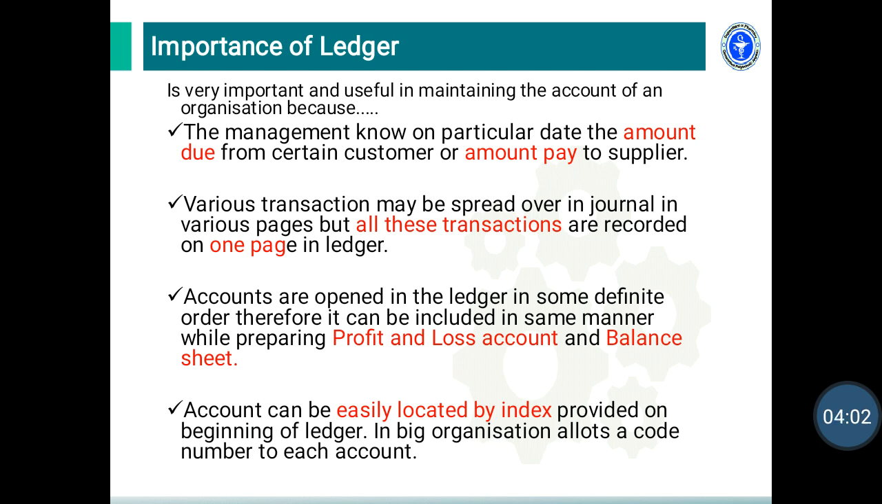The accounts are opened in the ledger in some definite order. Therefore, they can be included in the same manner while preparing the profit and loss account and balance sheet. The last thing is that an account can be easily located by the index which is provided at the beginning of the ledger. In the case of a big organization, a code number is given to each account. So in this way, the ledger is important for different purposes for a big organization.